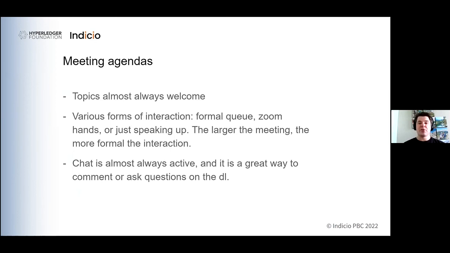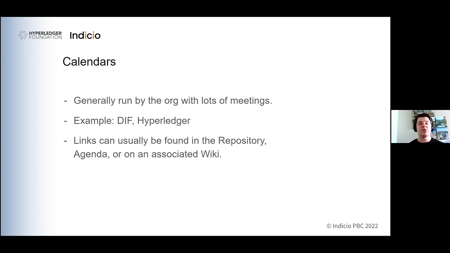Meetings have different ways of volunteering. Sometimes the Zoom hands feature or just speaking up is good. Sometimes with larger meetings, you need some more formal interactions. And so sometimes they use the chat as a formal queue so that you can get in line to speak. It's a great way to ask permission to speak up or make a comment if you don't understand; dropping a note in the chat is an easy way to do that during a live meeting. The calendars are usually published by the organizations that host them. So Hyperledger has a calendar, for example, and the DIF also has a calendar. Links are usually found in the repositories associated with the working groups or associated wikis or on the agenda. And a little bit of Googling turns these up pretty fast.